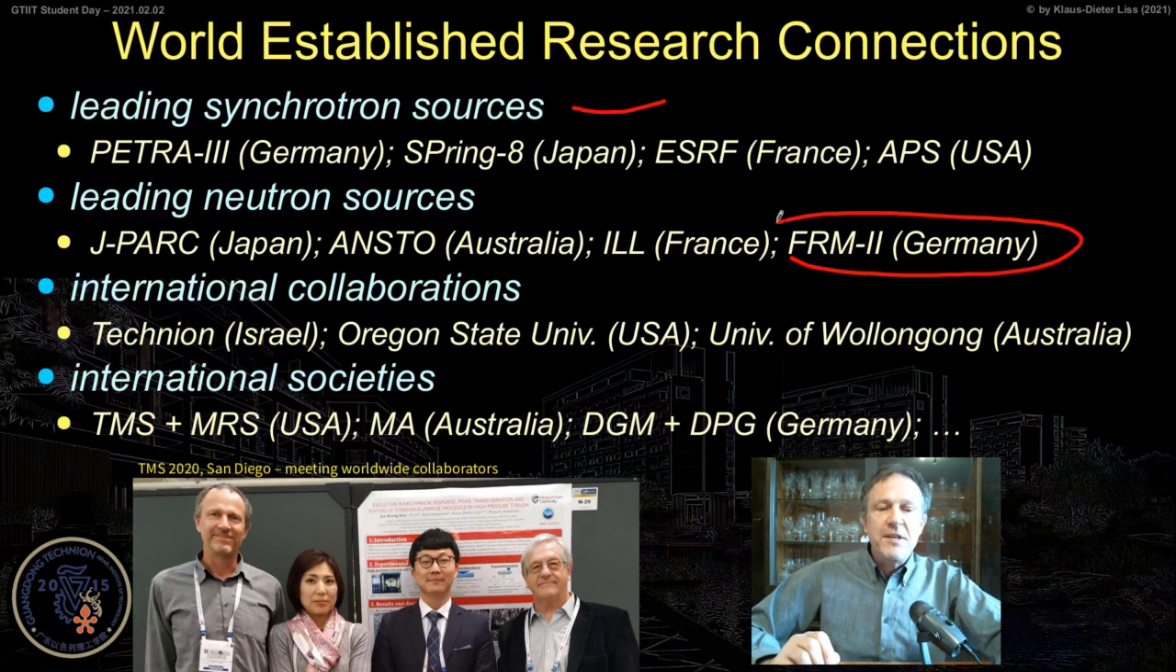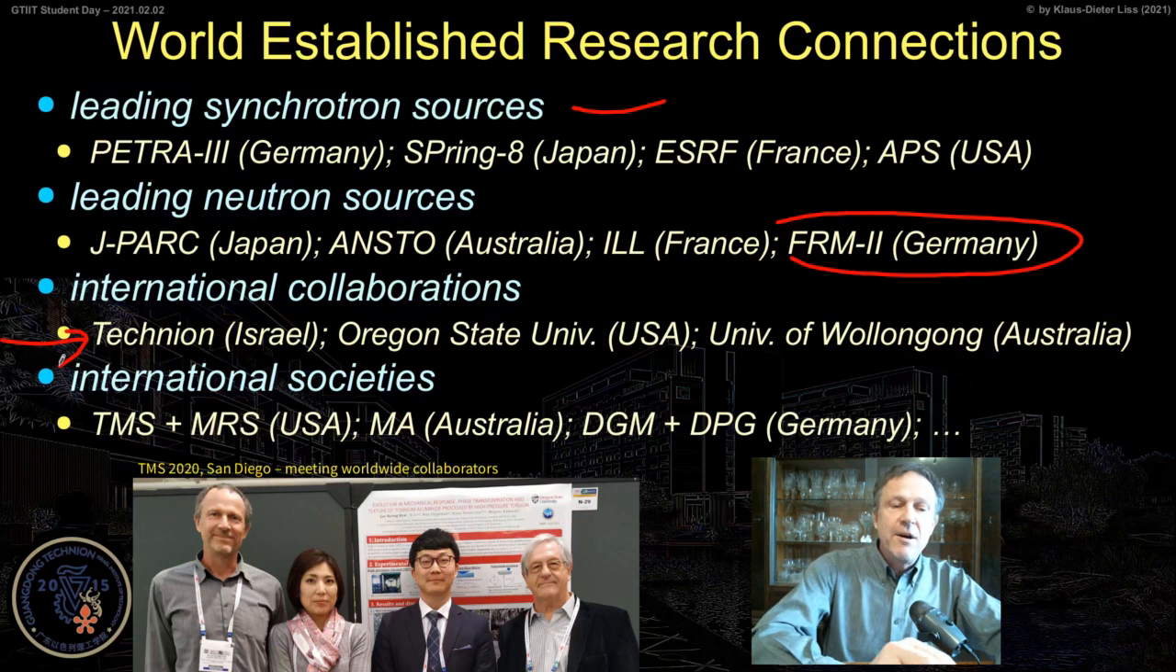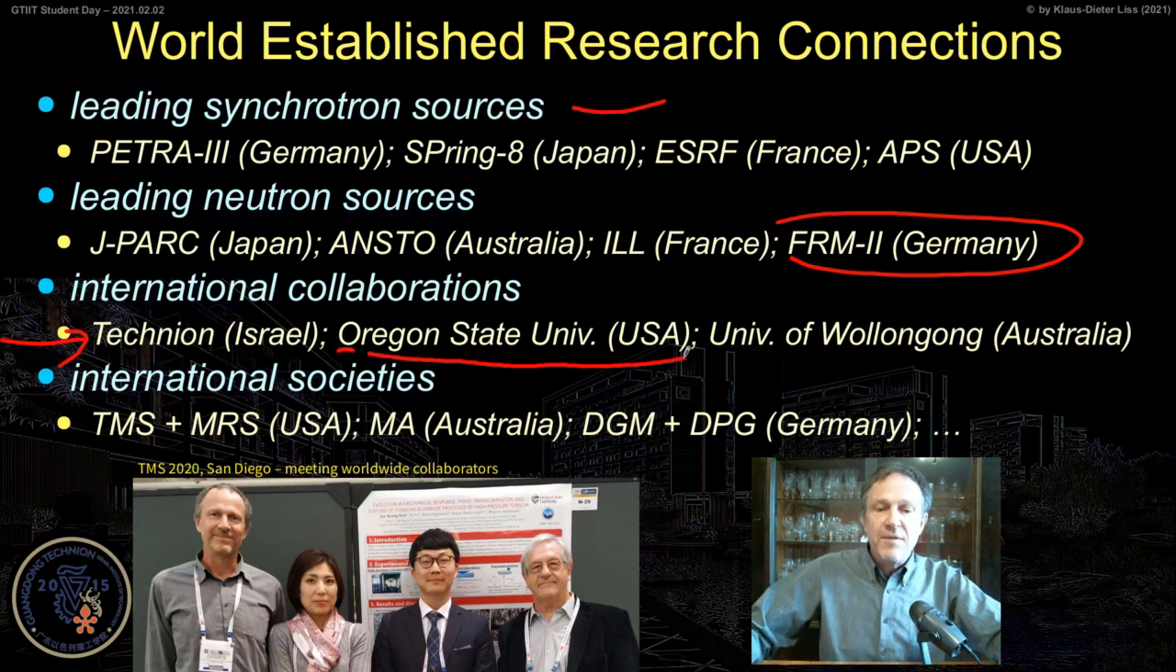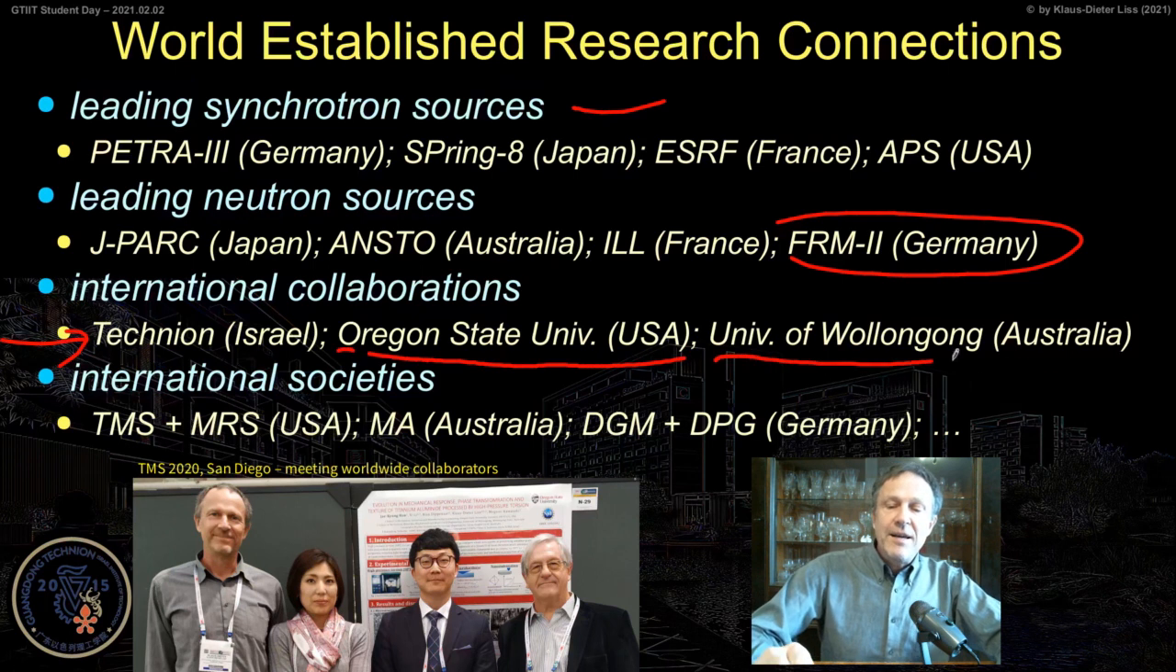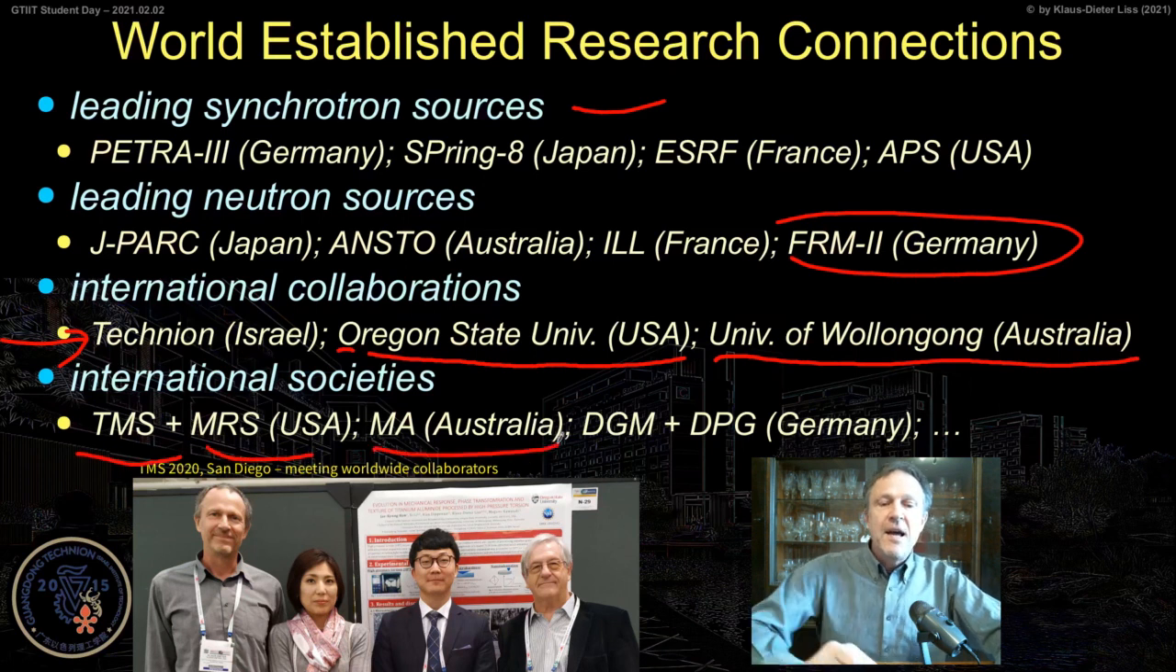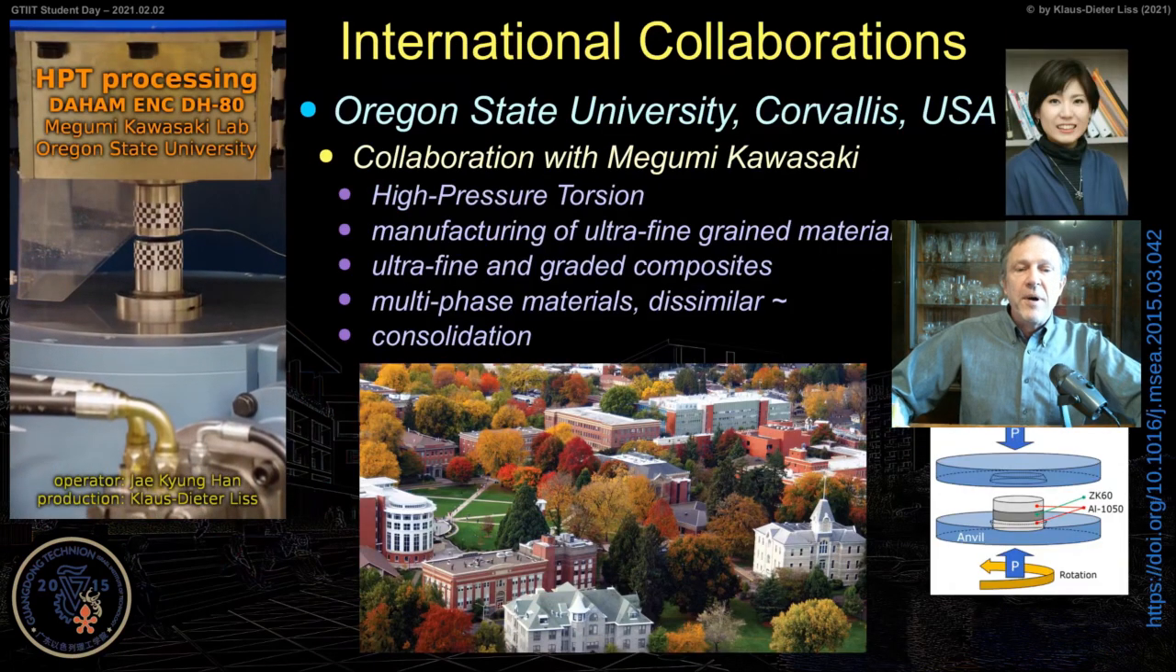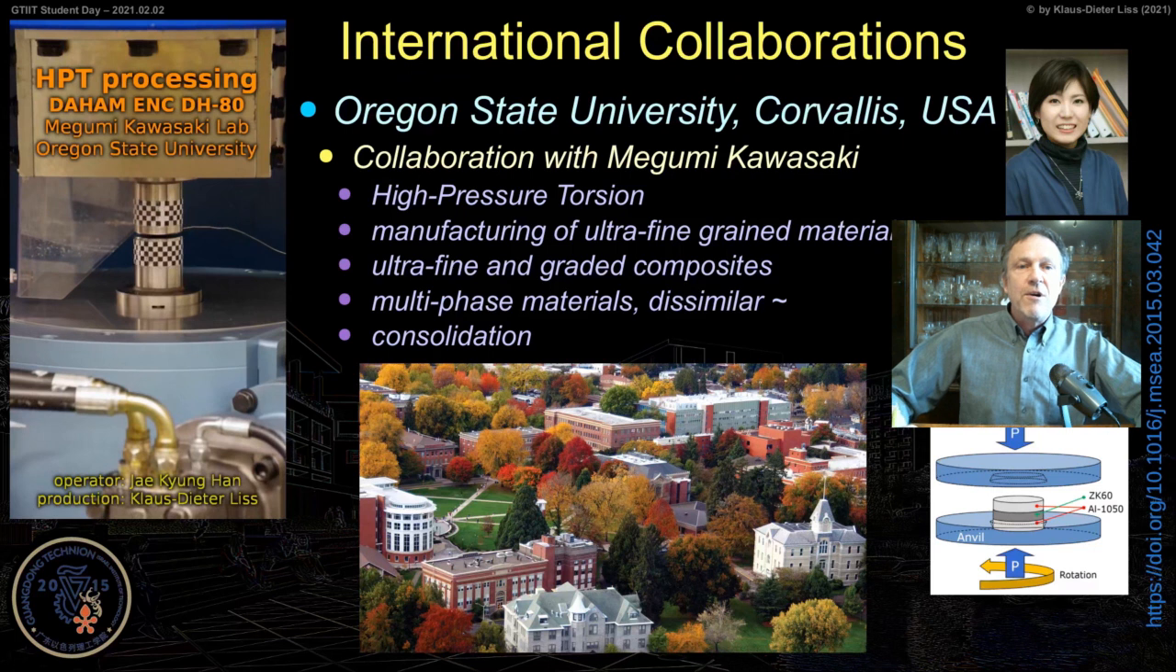Of course, we have international collaborations with the Technion and also with Oregon State University in the USA. It's a very strong collaboration. Or even the University of Wollongong in Australia. And then we are represented in international societies such as the TMS and the MRS in the USA, Materials Australia, the Deutsche Gesellschaft für Materialkunde and Deutsche Physikalische Gesellschaft in Germany. I mentioned this international collaboration with Oregon State University. This is located in Corvallis in the USA on the West Coast.